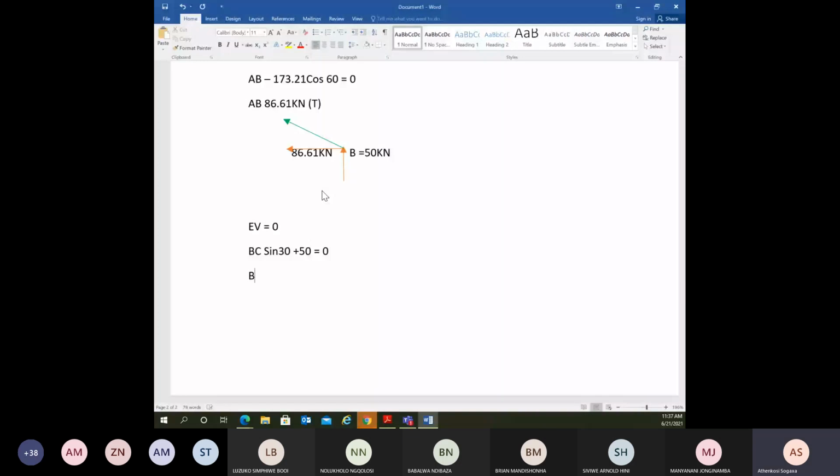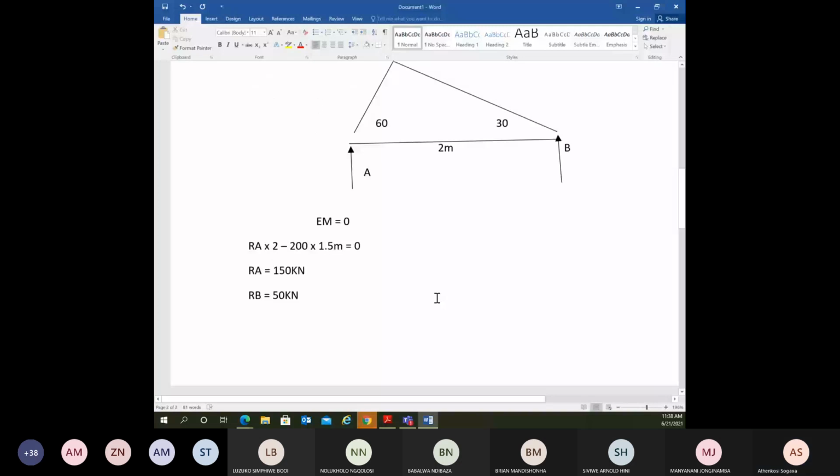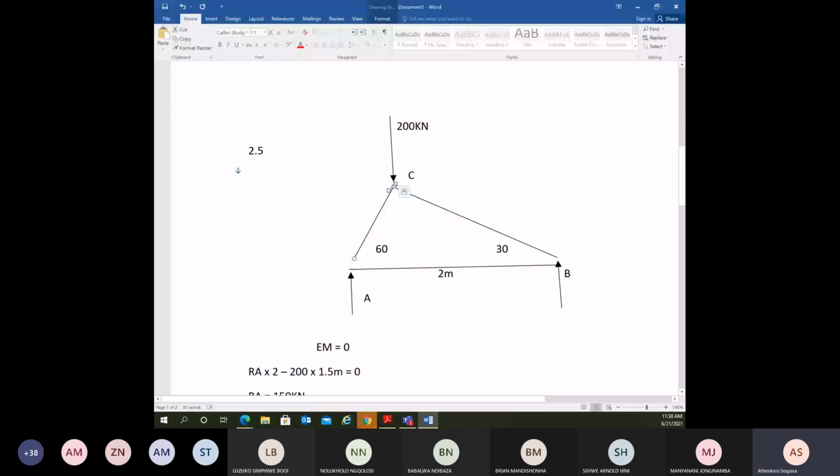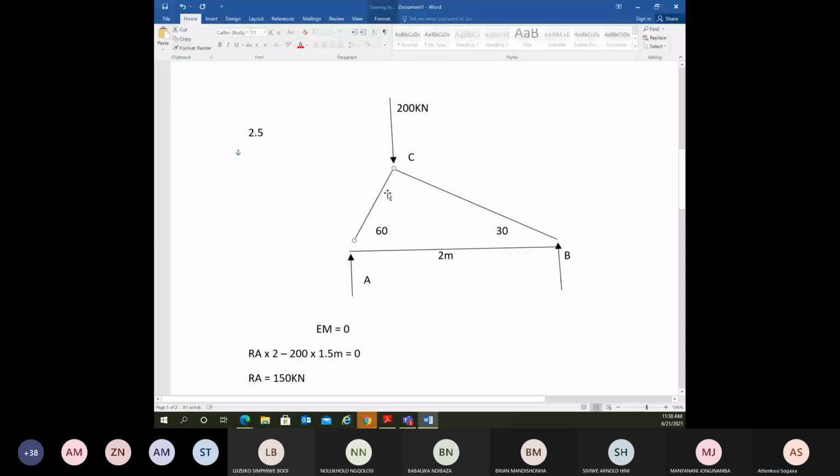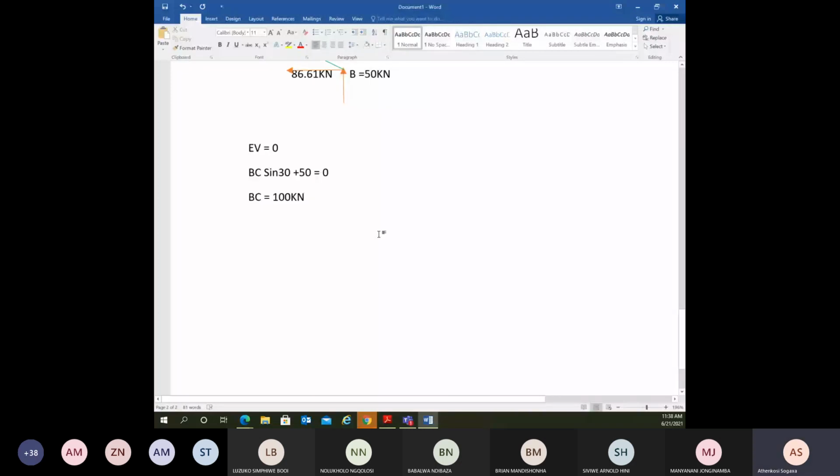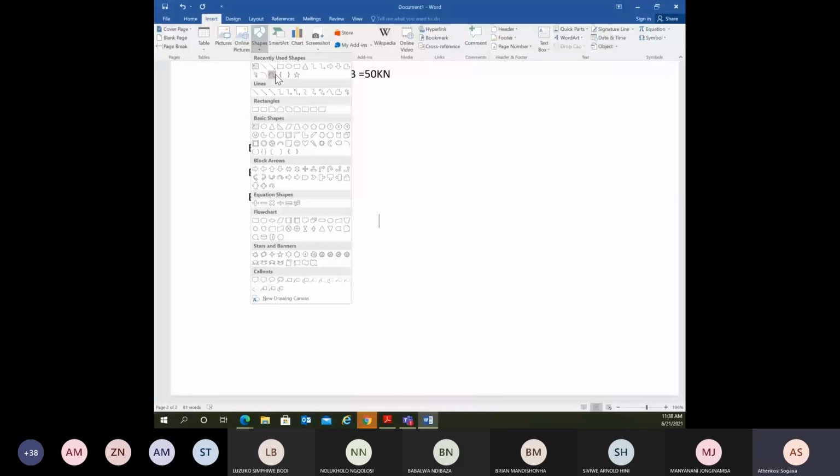Alternatively, to determine BC, you can say you want to stand here. For you to determine this side, BC, you draw this joint. Say you have 200 pushing downwards.